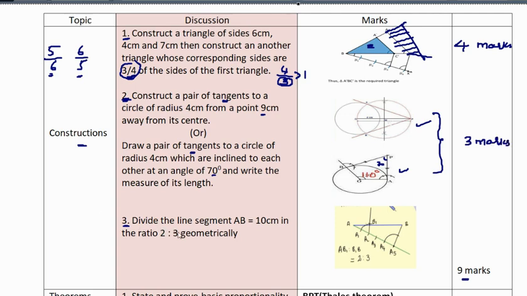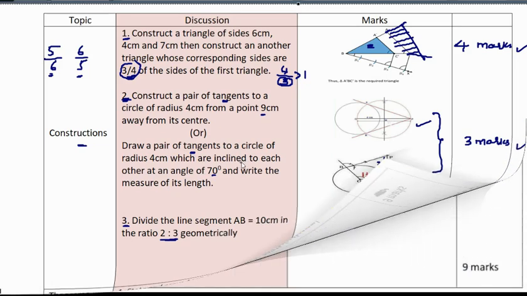In the 2 marks question, they will ask to divide a line segment in the ratio 2:3 geometrically. So we have to take 5 parts and divide the line segment of 10 centimeters in the ratio 2:3 as per the given picture. So 4 marks plus 3 marks plus 2 marks gives you 9 marks for this chapter. This is very easy to prepare, students, and easy to score also. So focus more on the construction chapter.